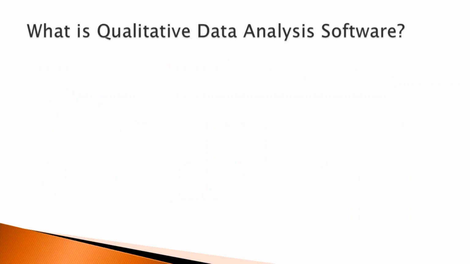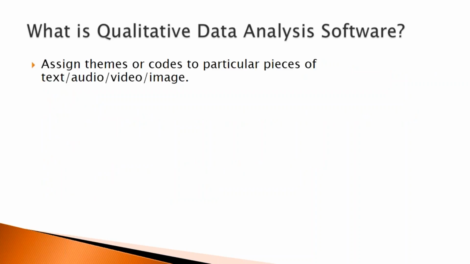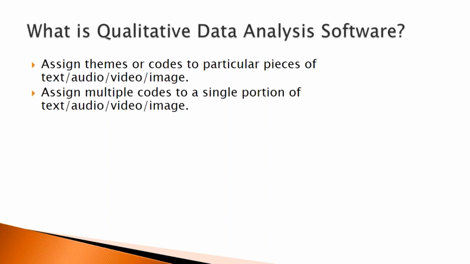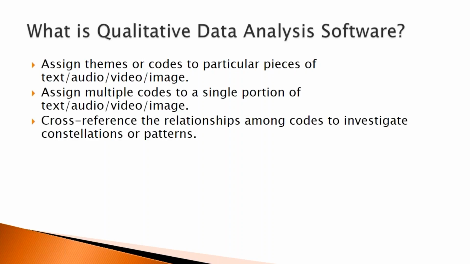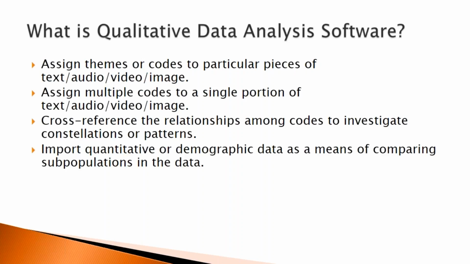Okay, so first, very quickly, just one slide. Qualitative data analysis software has quite a few capabilities, and there are some that are specialized, but they have some core characteristics that they're known for. You can assign themes or codes to particular pieces of qualitative data. And not only can you assign those, you can assign multiple codes to a single portion. And that lets you look for relationships to cross-reference when things might co-occur, to investigate what I often call constellations in the data. You can import quantitative demographic data, really it's any nominal, ordinal, or interval value, as a means of comparing subgroups in the data.